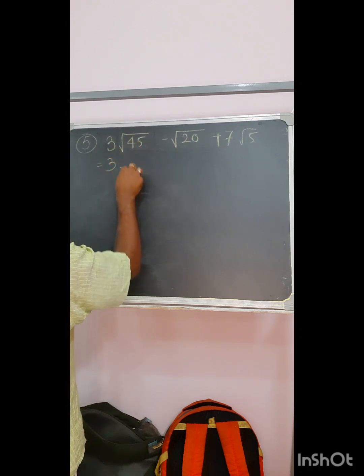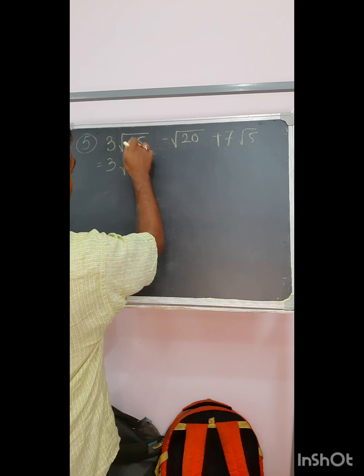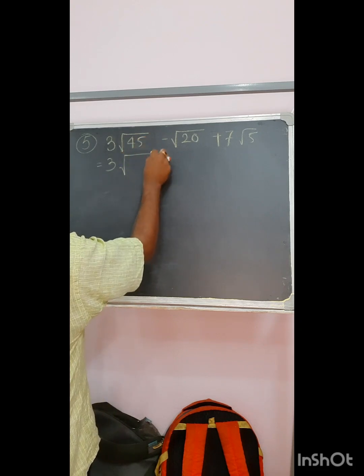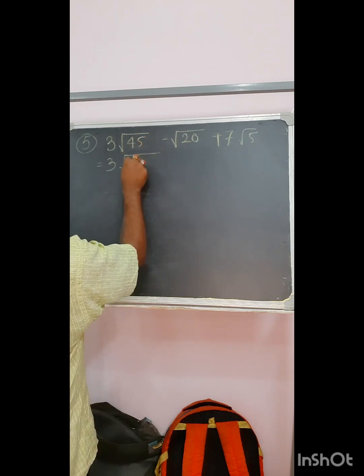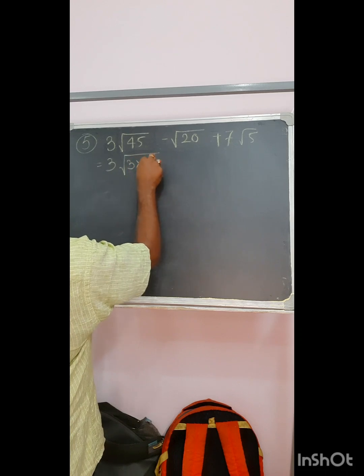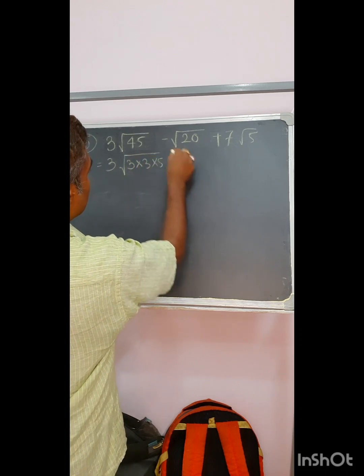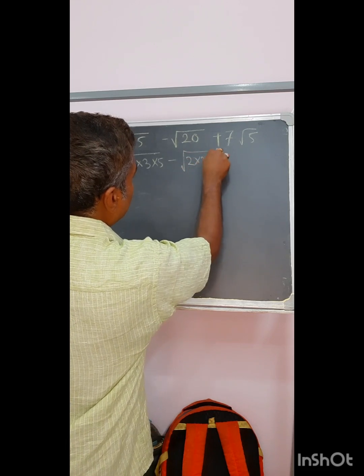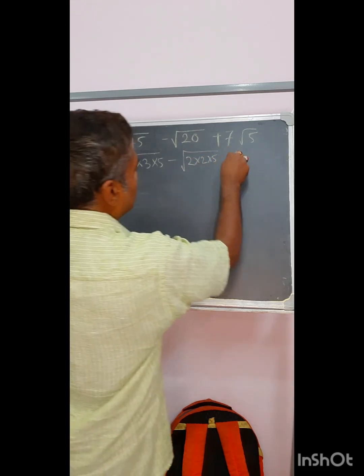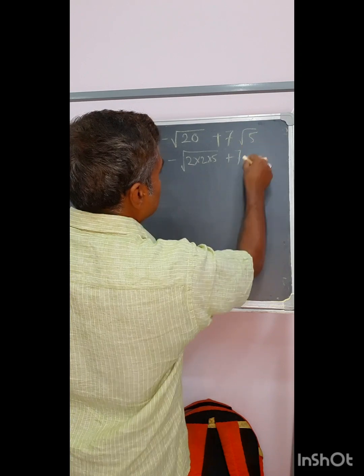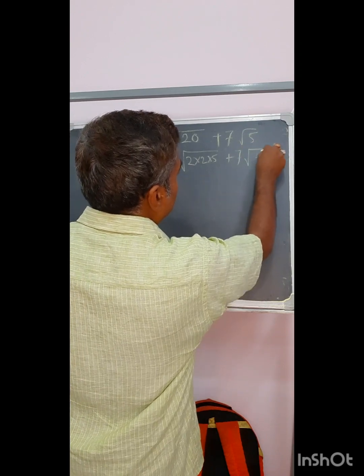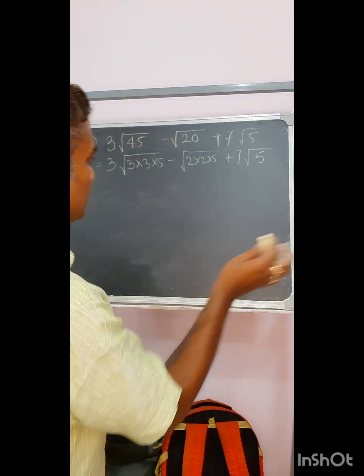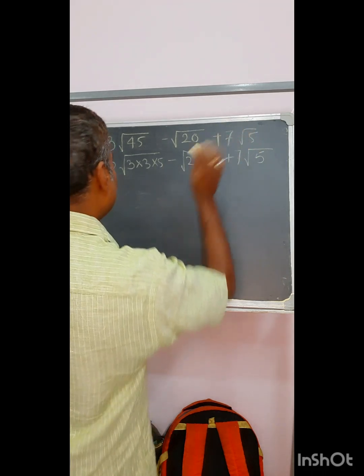How to simplify? You have to try to bring out the maximum factor of 45. So if I bring it, 3 into 3 into 5, I can say. Here I can do it a similar way, 2 into 2 into 5. Here you cannot bring anything out of the root, as root 5 is an irrational number.